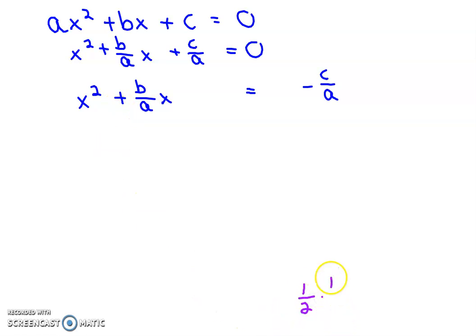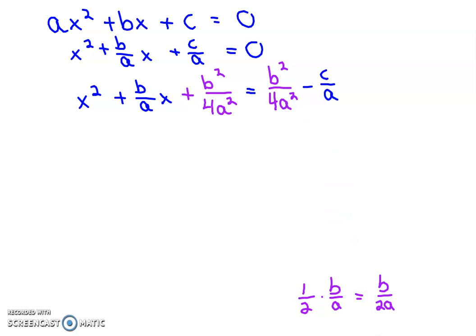Half of b over a is b over 2a. Okay? And then when we square that, we'll get b squared on top, and we'll get 4a squared down below. So here we go. We'll add b squared on top and 4a squared down below. Well, I've got to add it over here. If you don't mind, I'm going to put it in front of this negative c over a. So b squared over 4a squared. Okay, so just like we've done before, we said, what do we want right here? And we added it on both sides. Okay? Let's make some room down here by getting rid of this.